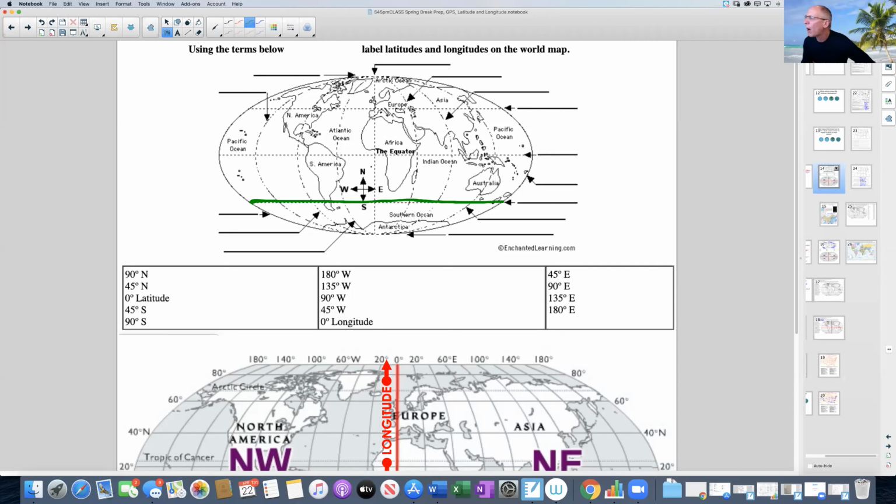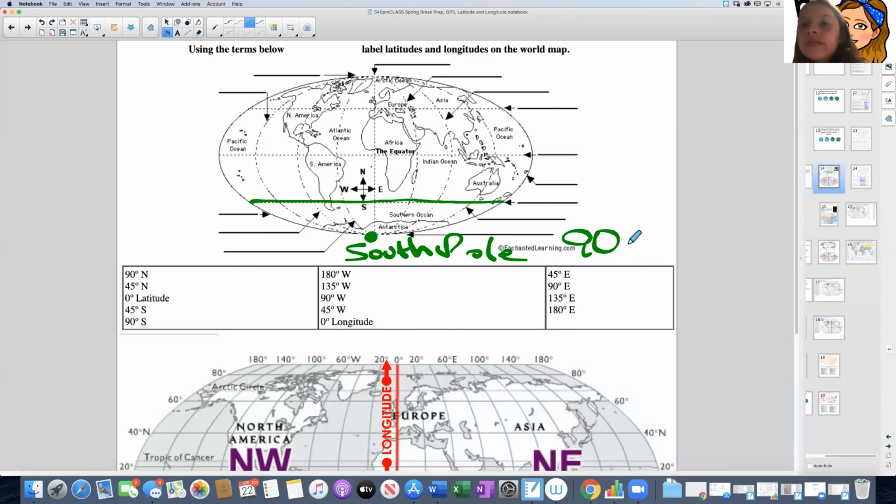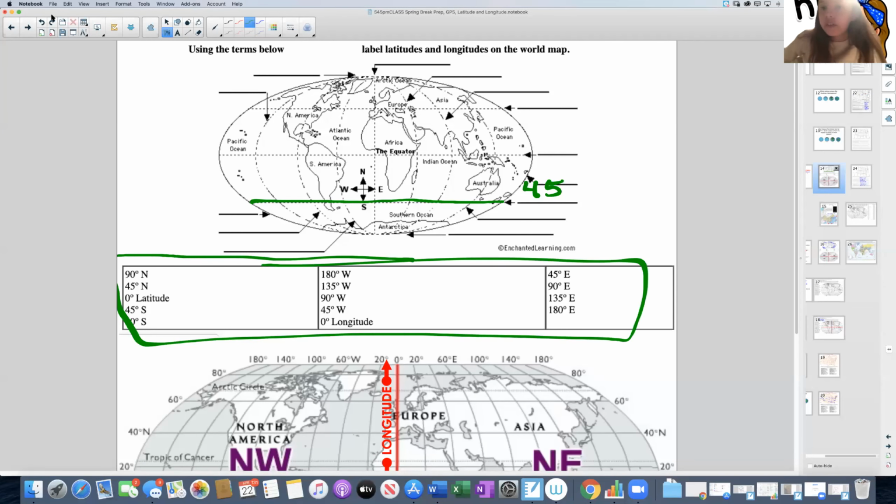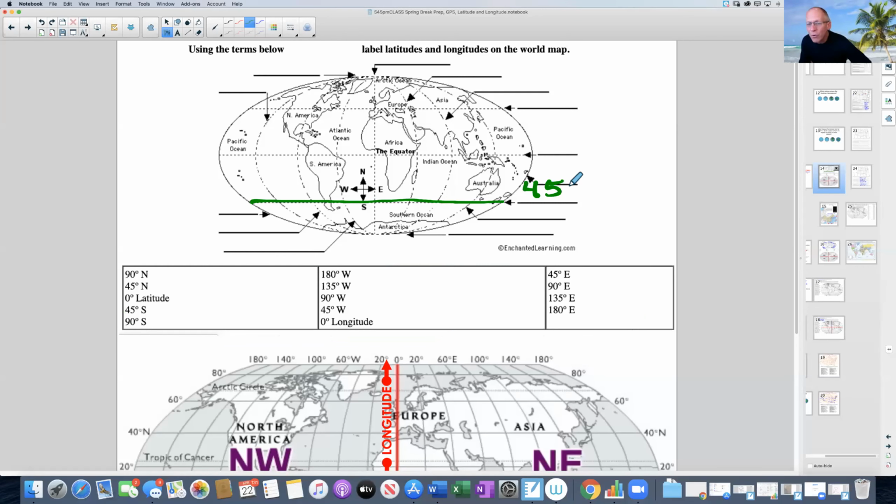Very good. Blake is the first one that got it. And remember, Claire, 90 degrees south is the South Pole. Okay, guys, on three, say it. One, two, three, go. 40 degrees south. Guys, you don't see any 40s, do you? 45. So it is 45 degrees south.